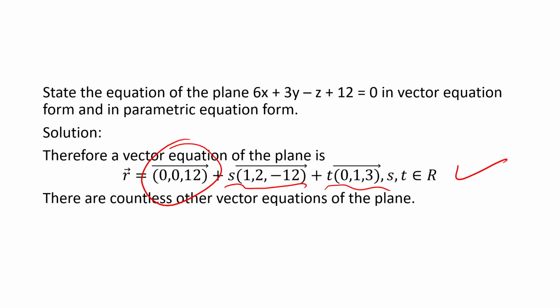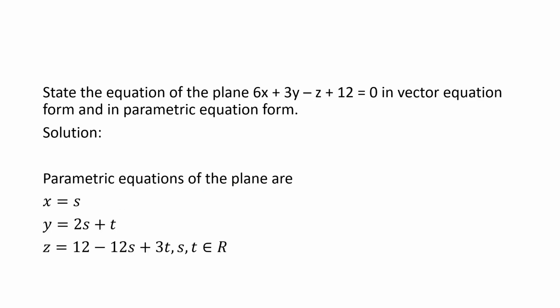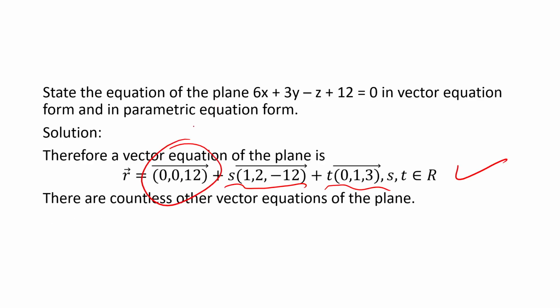There are countless other vector equations of the plane. Based off of this, our parametric equations would be x is equal to 0 plus s plus 0t, which is s. y would be equal to 0 plus 2s plus 1t. And z would be equal to 12 minus 12s plus 3t.